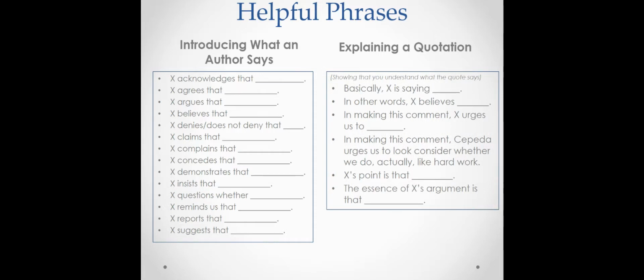When you're explaining a quotation, because you will never actually use a quotation, this is how you explain it. So you introduce and then you explain. Basically, the author is saying, in other words, the author believes. The author's point is this. You want to use these phrases. Again, it's putting you on the right path to introducing it and explaining the content without ever using a direct quote. I cannot stress that enough. Direct quotes are the enemy. They are not going to help you.